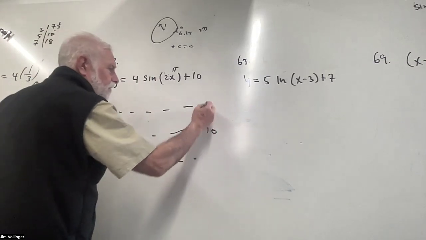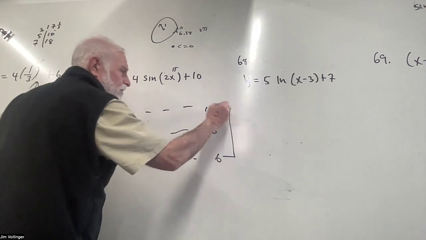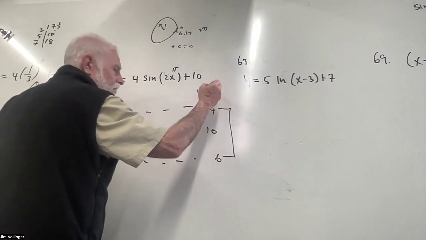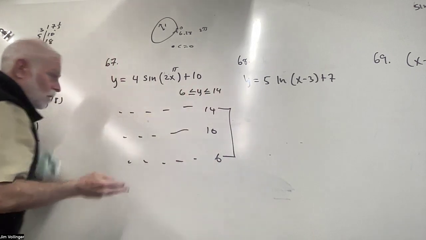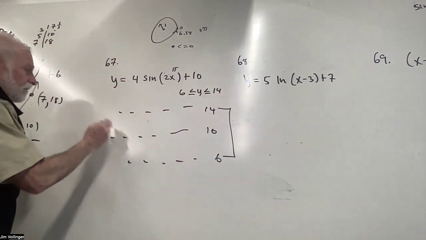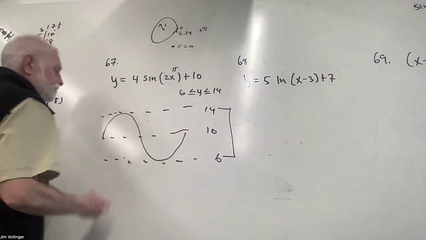I would have put 10 here, 14 there, and 6 here. I now know the range is y is less than or equal to 14, greater than or equal to 6. That's a question on your test that some folks haven't gotten right yet. So here we go. There's the framework.